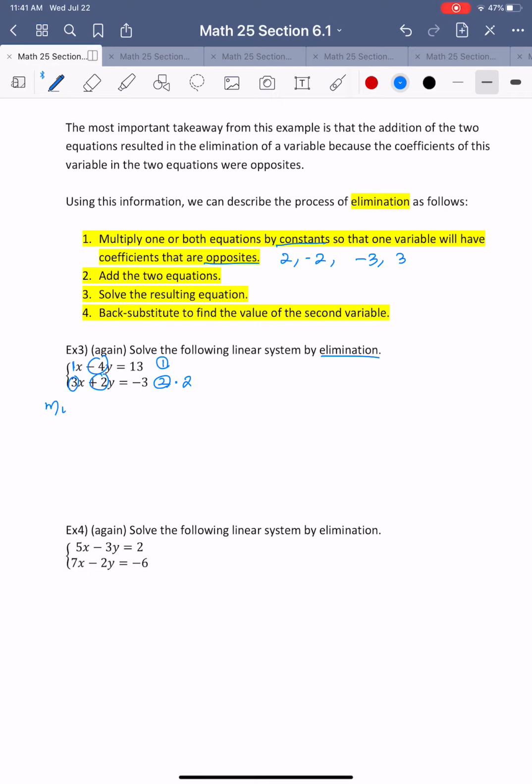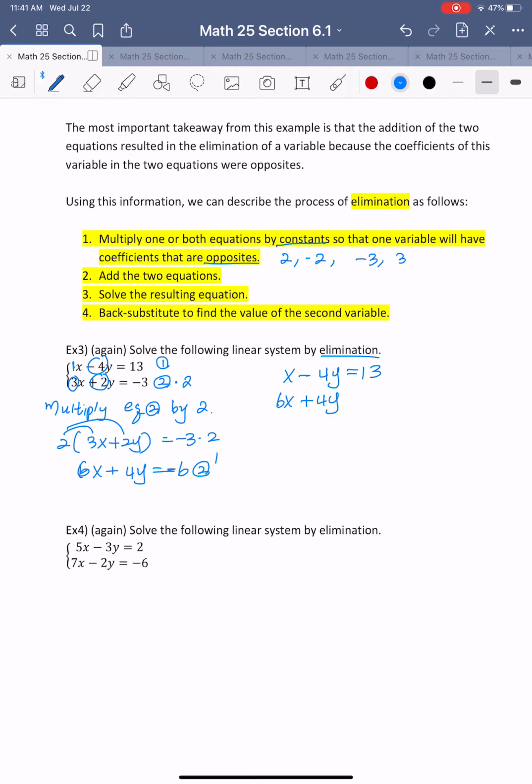So I'm going to multiply equation 2 by 2 first, okay? So 2 times 3x plus 2y, and negative 3 times 2. So distribute the 2, I got 6x plus 4y equal to negative 6. So this is the new equation 2, so I'm going to call it equation 2 prime. I keep equation 1, and equation 2 prime is now this.